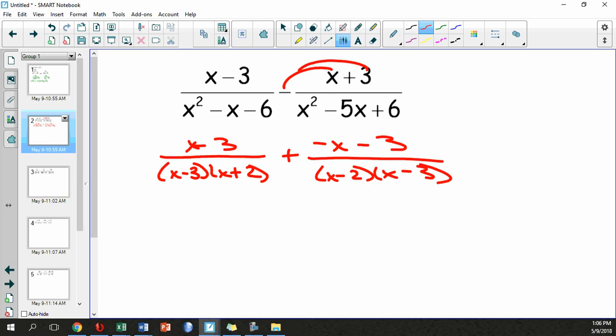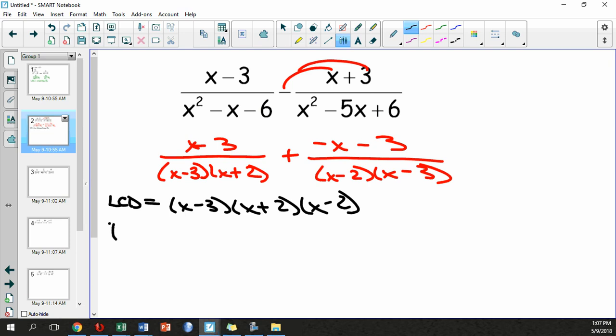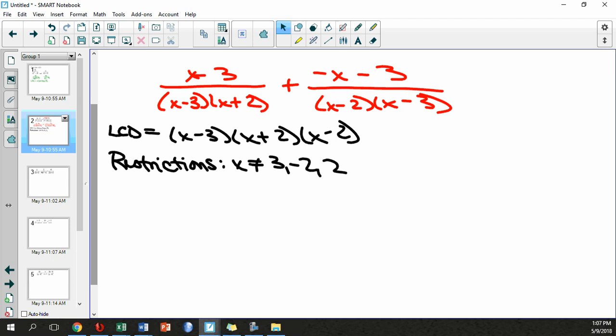Okay. From there, we now need our LCD. What is our LCD between those two fractions? Very good. X minus 3, x plus 2, and x minus 2. Agree? So what are my restrictions? X cannot be 3, negative 2, positive 2. Do we all agree with that? Okay. The next thing is what?